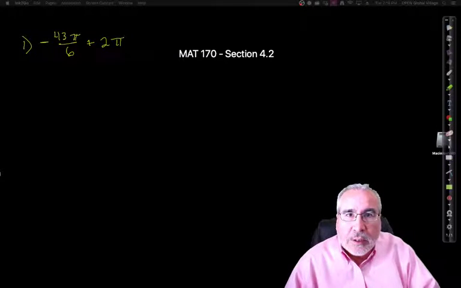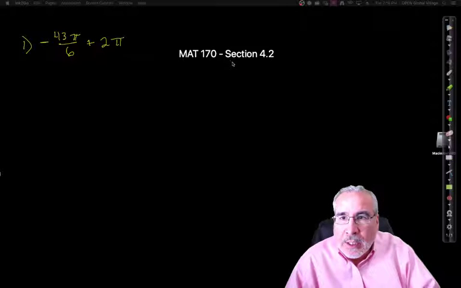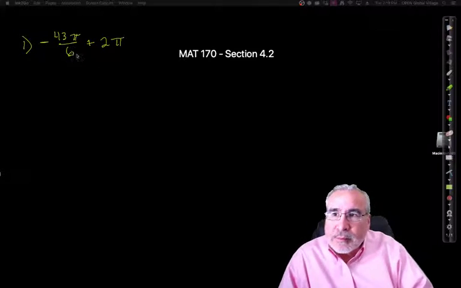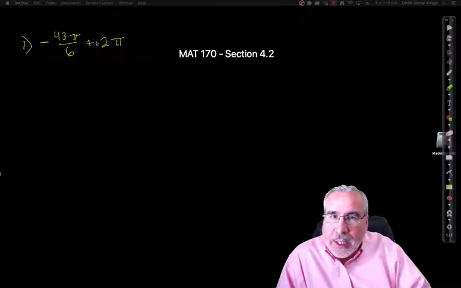Okay, so Michael Littlecrow looking at a problem from Math 170. This came, I believe, out of section 4.2. And the question is to come up with a positive angle less than 2 pi that is coterminal with this angle that's been given, negative 43 pi over 6 plus 2 pi.